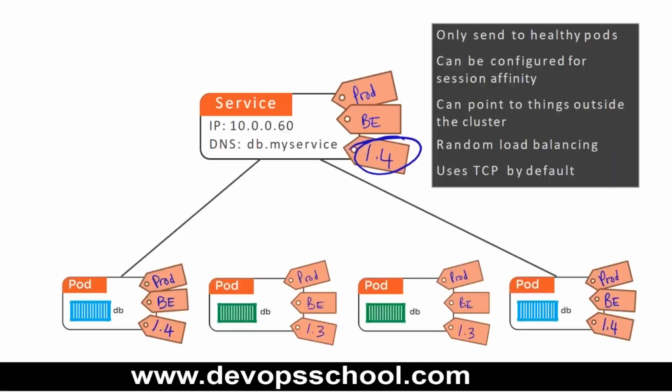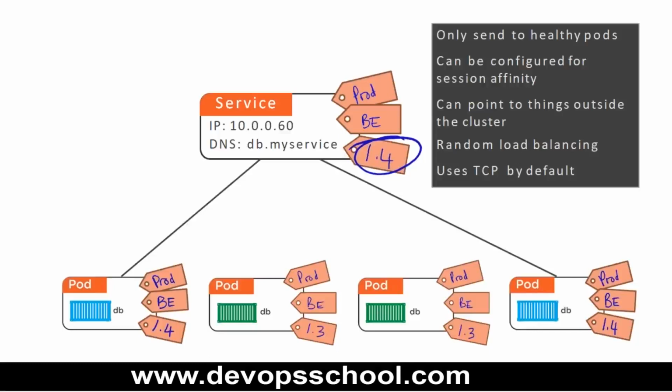So service is a way to load balance your pod, and service is a way to direct your traffic to similar kind of pod. Now you can create as many services in your Kubernetes cluster, which is of a similar type. So now the question is, what is a service?